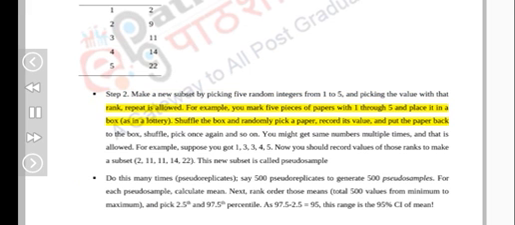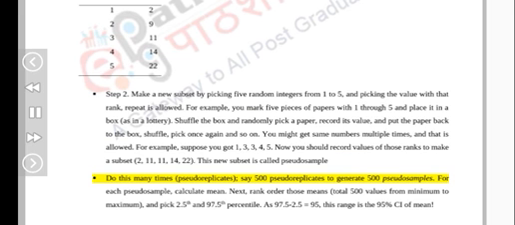For example, you mark 5 pieces of paper with 1 through 5 and place them in a box, as in a lottery. Shuffle the box and randomly pick a paper, record its value, and put the paper back in the box. Shuffle, pick once again, and so on. You might get the same numbers multiple times, and that is allowed. For example, suppose you got 1, 3, 3, 4, 5. Now you should record the values of those ranks to make a subset: 2, 11, 11, 14, 22. This new subset is called a pseudosample.